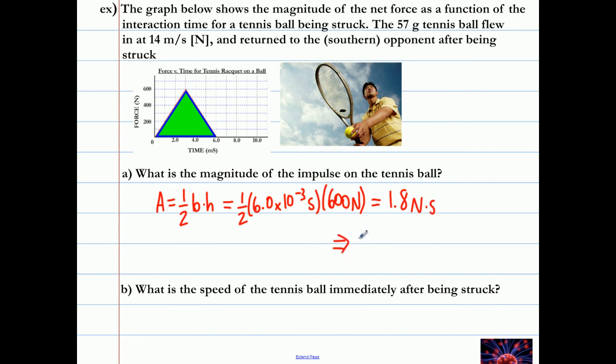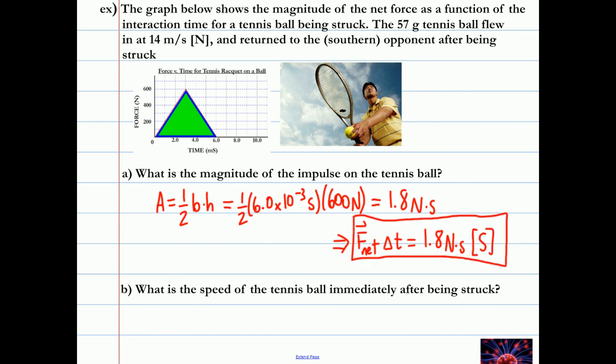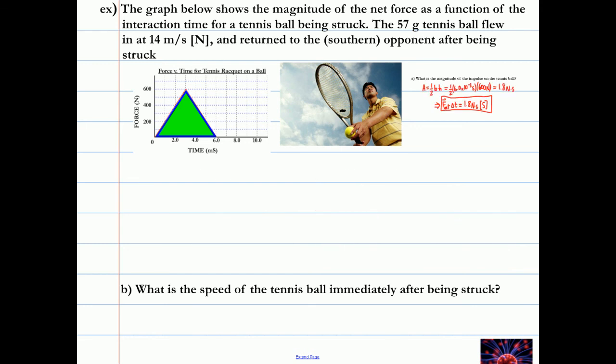And we're basically done at that point because it's asking for the magnitude of the impulse. But impulse is a vector quantity, so I just figured I'd pepper this in anyway. So it'd be 1.8 newton seconds towards the south, because that's the direction of the force, right? All right, so let's shrink that away and move onto part B.